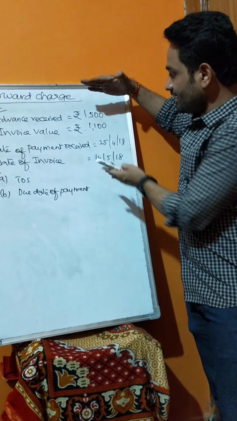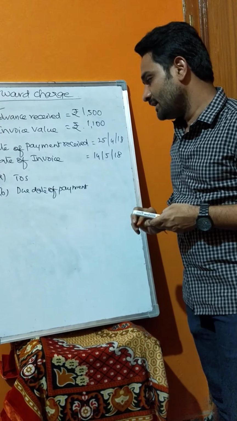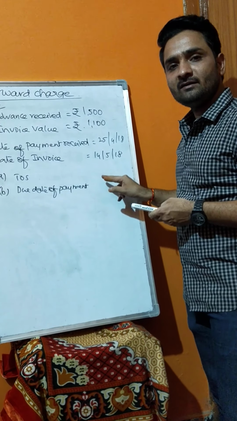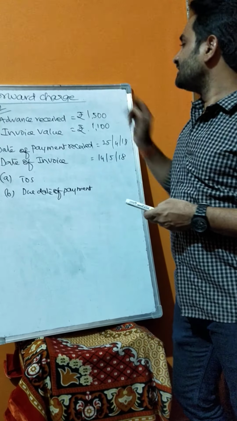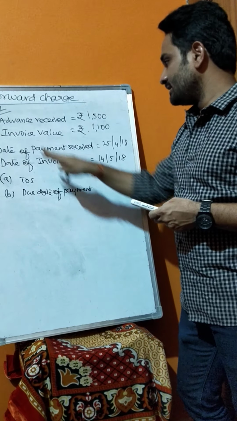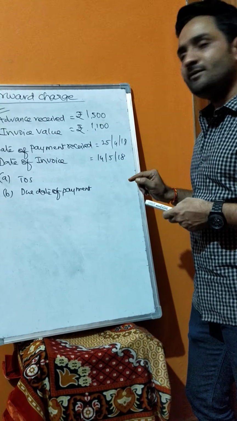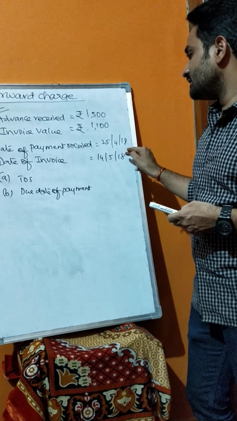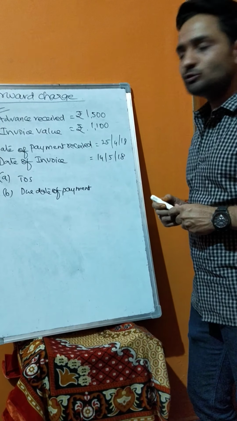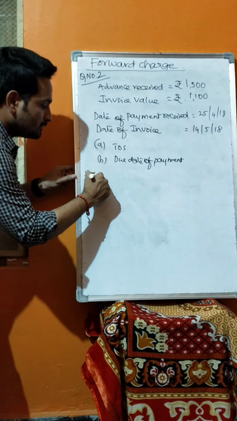So after giving you this data, they are asking what is the time of supply and what is the due date of payment of tax in GST. Look here. Advance received is how much? 1500. Invoice value is how much? 1100. Date of payment received is 25th April. Date of invoice is 14th May 2018. Once this is your question, you need to go with the solution.